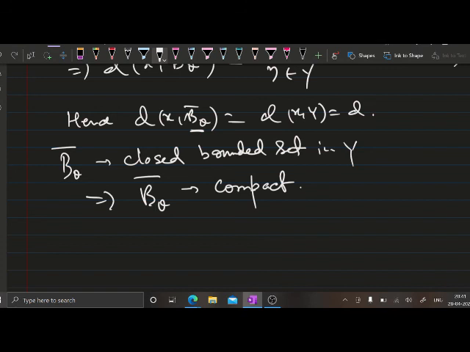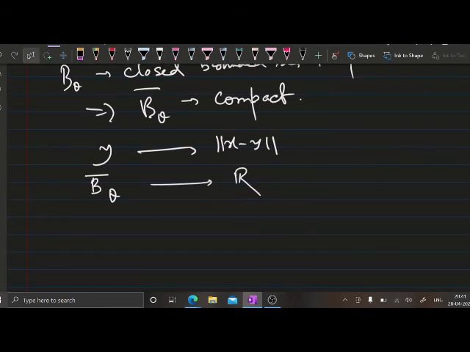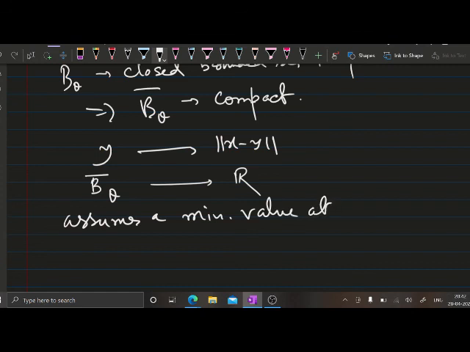Now since this is compact and the norm function is continuous, so the function y maps to norm x minus y from B_theta_bar to R, since this is a continuous map, it will assume a minimum value at some point, right? So this assumes a minimum value at some point y star belonging to B_theta_bar, which is a subset of Y.